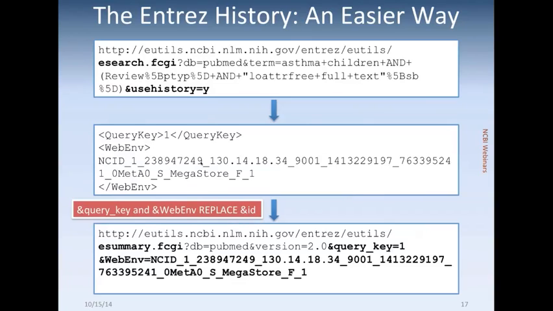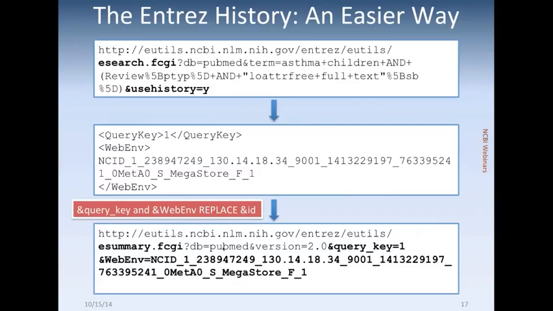It essentially is a cookie string that tells Entrez the address of your various query keys. So you need both. You need a web environment to show Entrez where to look, and then you need the label of that particular data set that's at your web environment.